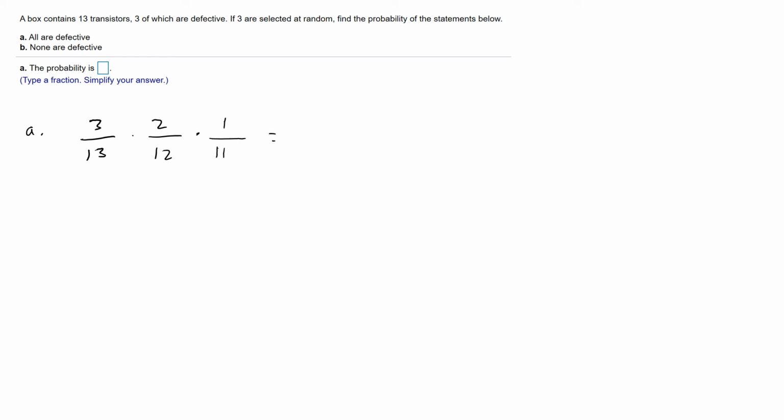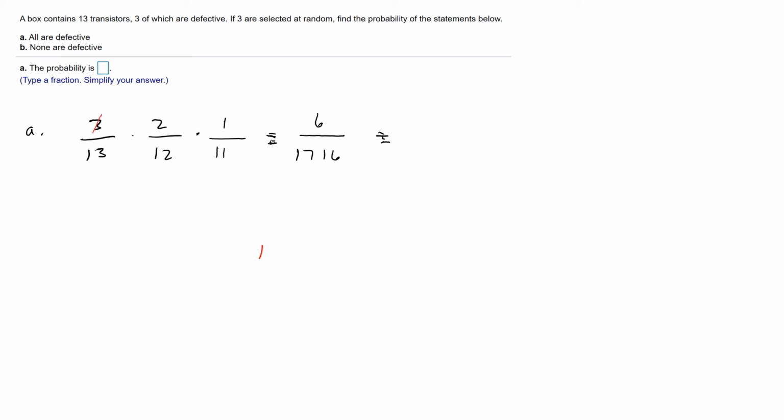And so now we just simplify this. So we have a choice. We could just multiply across, 3 times 2 times 1, and then 13 times 12 times 11 is 1716. And now I would have to reduce this, which we could do. It's often easier though if we reduce before multiplying.